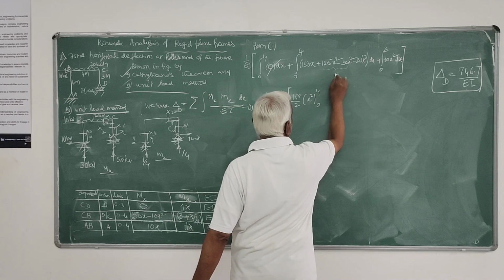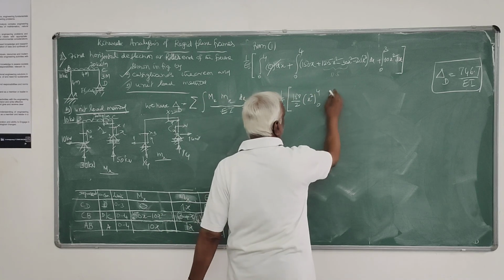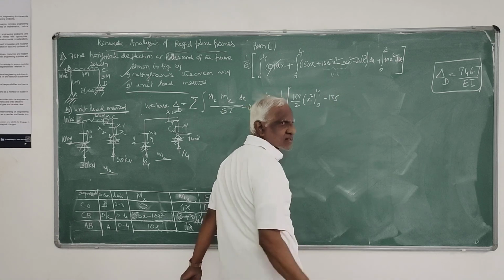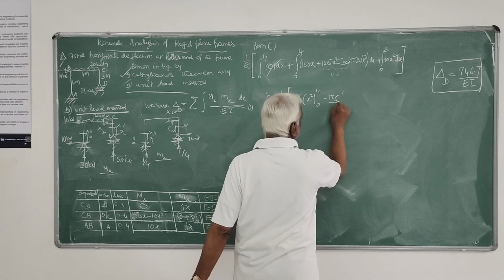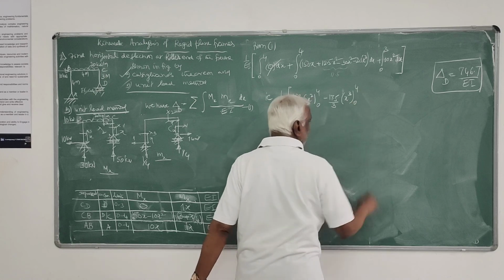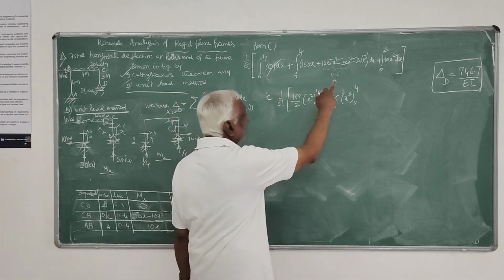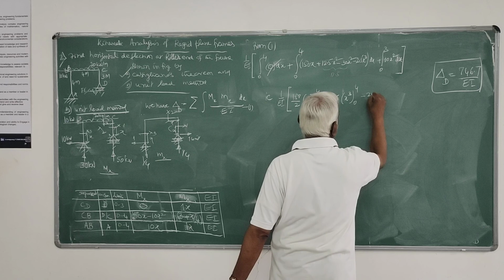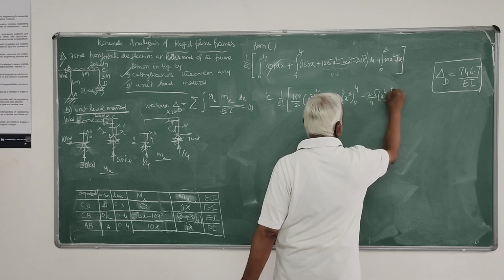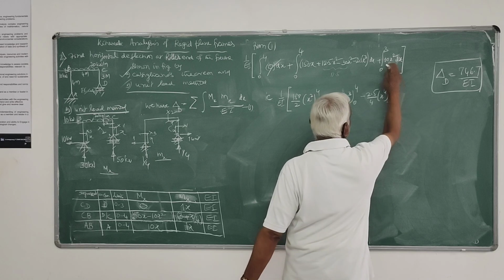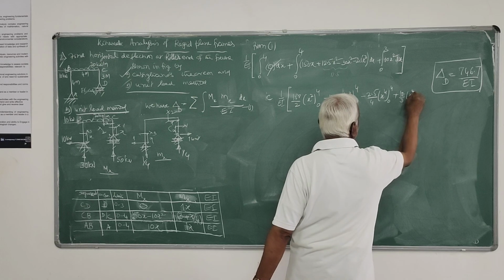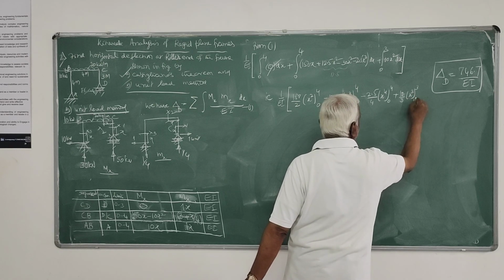So I will get 17.5 minus 17.5 into integral x squared dx, which is x cube by 3, that is x cube, limits 4 to 0. Then minus 2.5 x to the 4 by 4, that is x to the 4, limits 4 to 0. Then this plus 10 by 3 into x cube, limits 3 to 0.